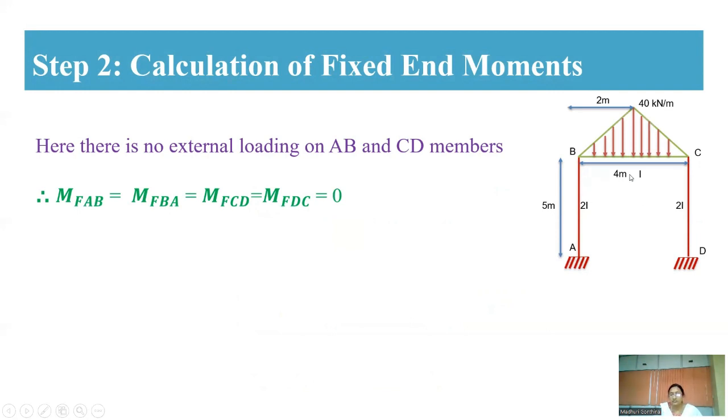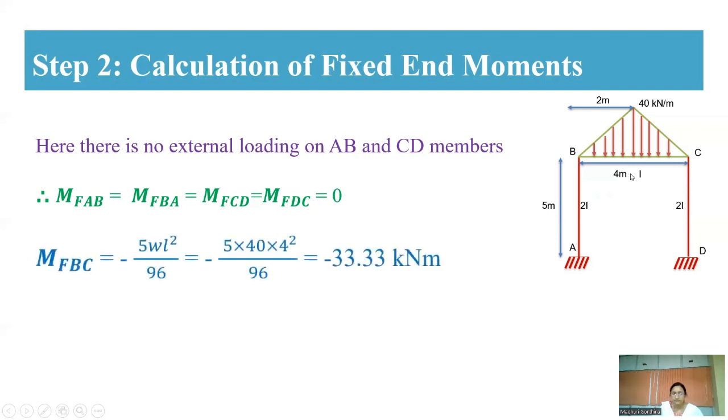Triangular loading, so that is your uniformly varying loading. For that, I'll just draw a figure. Here you are having a trapezoidal loading, so we have to take the fixed end moments for this. For this BC, you are having a moment like this. So this is your MFBC moment.